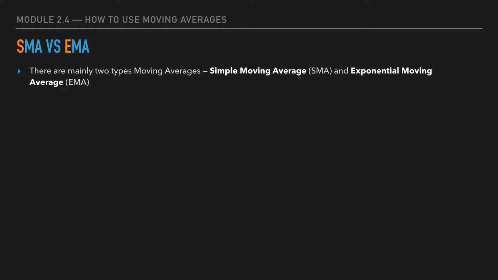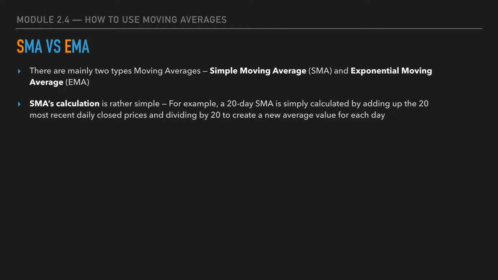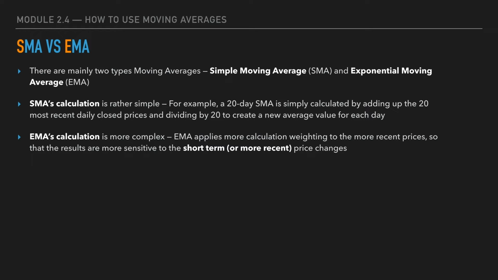So there are two types of moving averages, simple moving average and exponential moving average. The key difference between these two is the calculation formula behind it. Simple moving average calculation is rather simple. For example, a 20-day simple moving average is simply calculated by adding up the past 20 most recent daily closing prices and dividing by 20 to create a new average value for each day. Exponential moving average calculation is more complex. It applies more calculation weighting to the more recent prices so that the results are more sensitive to the short-term or more recent price changes.